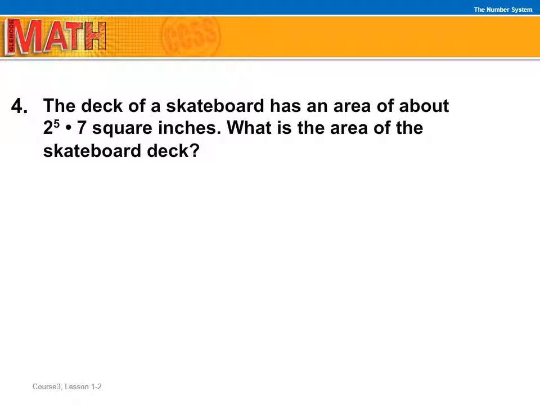A word problem for number 4. The deck of a skateboard has an area of about 2 to the 5th power times 7 square inches. What is the area of the skateboard deck? So we're trying to find the area of the skateboard deck, and we're going to take 2 to the 5th power times 7, and that's going to give us our square inches as our area.